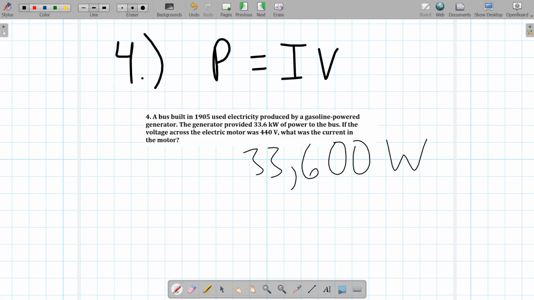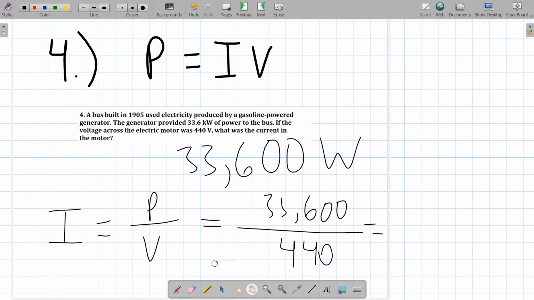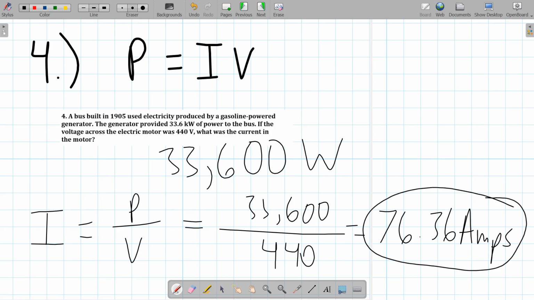Now that we have that, we can just do our math. Remember, in the previous problem, we said current is equal to power divided by volts. So if we divide that number by 440, we're left with a current of 76.36 amps. Okay, so that's the fourth one.